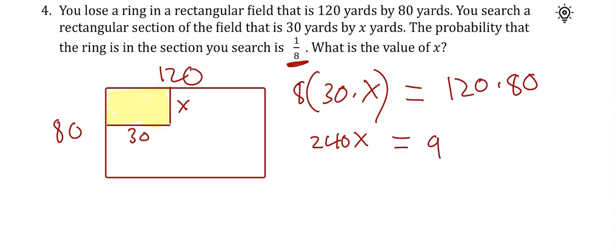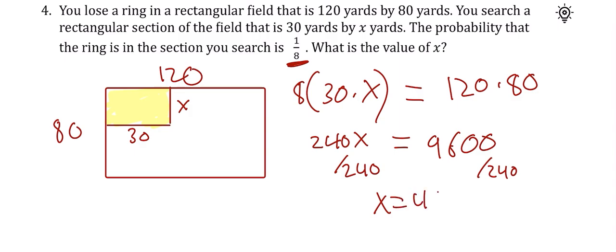120 times 80 is going to give us 9,600. We can divide both sides by 240. And this is going to give us that x equals 40. This is calculator okay for sure. And then we're done. We solve for x.